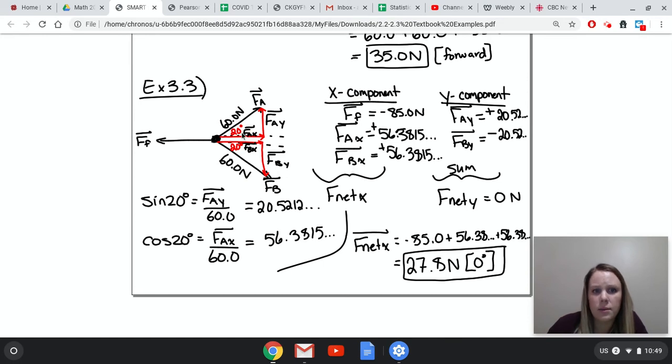Now I like to organize my work in columns like this. I know that I'm going to get these sides of the right angle triangle with sine and cosine. And in fact, the numbers are the same for the top triangle and the bottom triangle. They're both 20 degrees. They're both 60 newtons worth of force. So I only calculated those numbers once, and I understood that they were for both A and B going to be the same. Now, all I had to do was decide what direction or what positive or negative I was going to put on these forces.